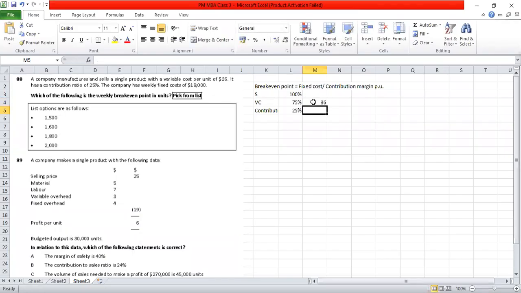If 36 is 75%, what is 25%? So here it will be, cross multiply. Divided by 7. So contribution per unit is 12. So 18,000 divided by 12 is the answer: 1,500.